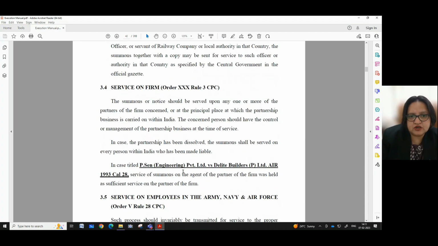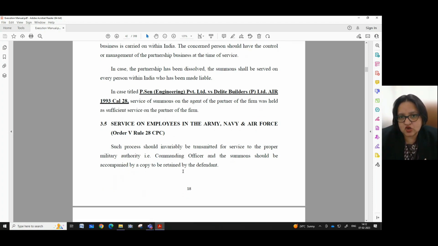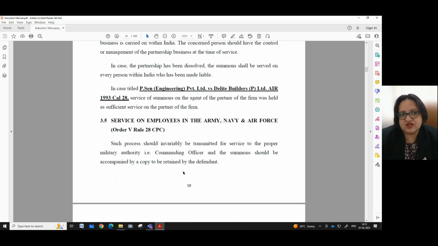Service on firm, Order 30, Rule 3 CPC. The summons or notice should be served upon any one or more of the partners of the firm concerned or at the principal place at which the partnership business is carried on within India. The concerned person should have the control or management of the partnership business at the time of service. In case the partnership has been dissolved, the summons shall be served on every person within India who has been made liable.